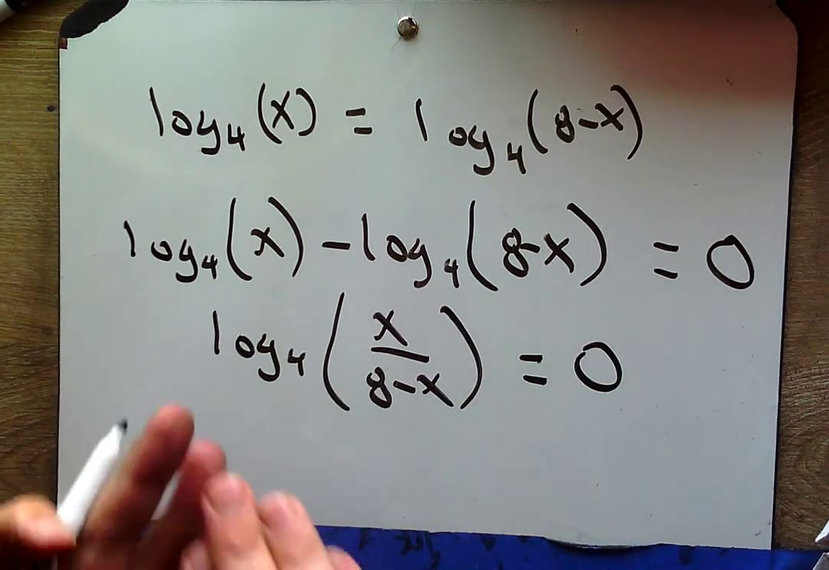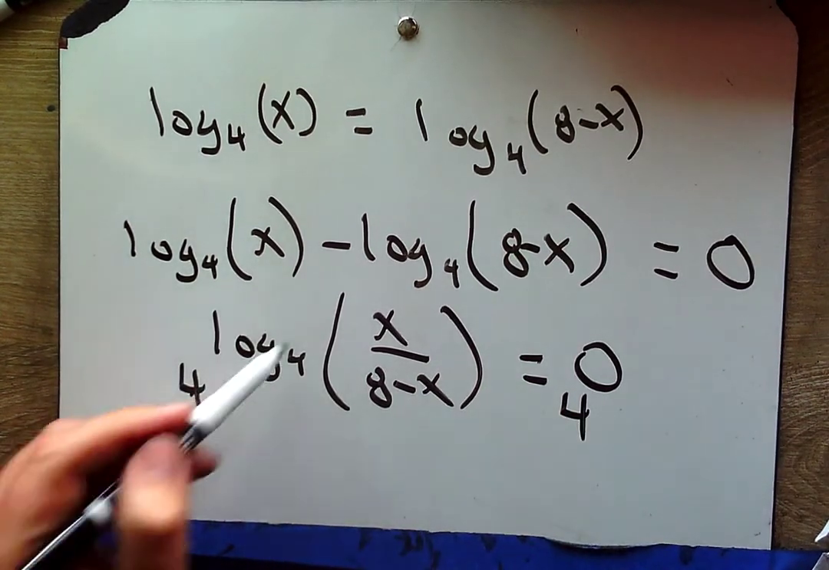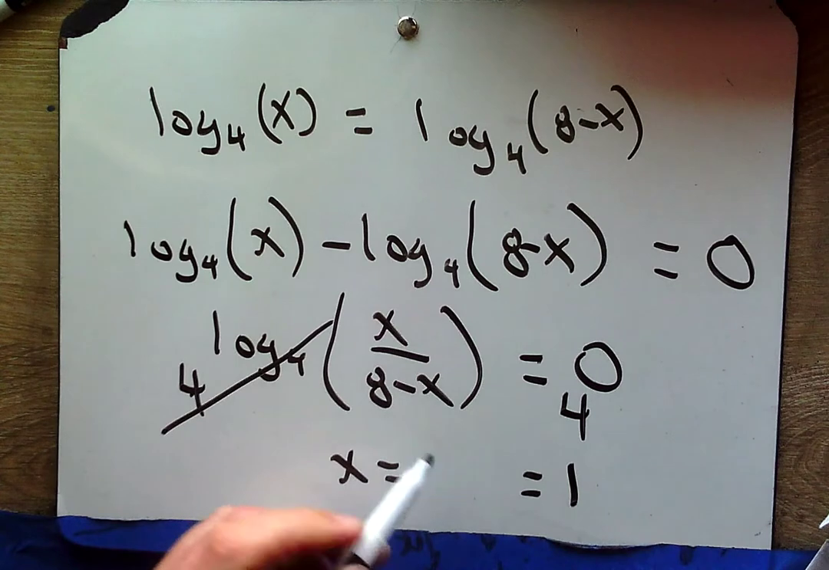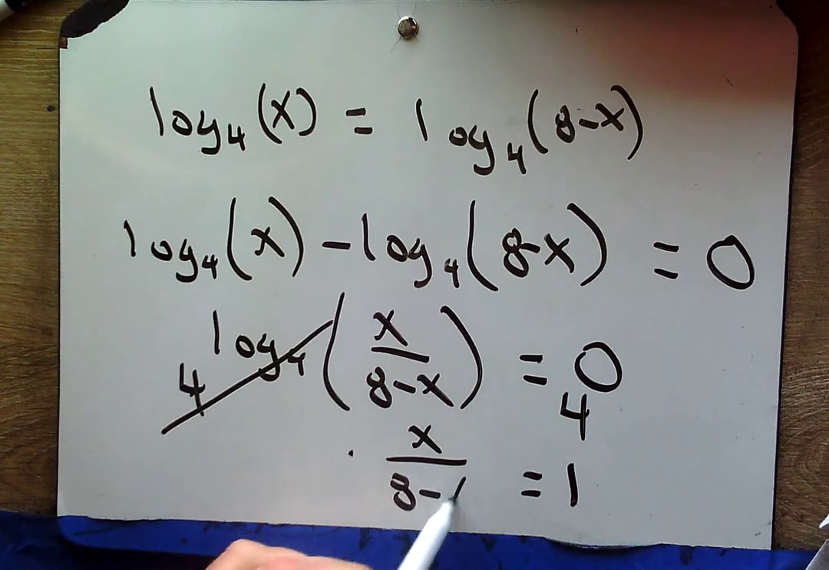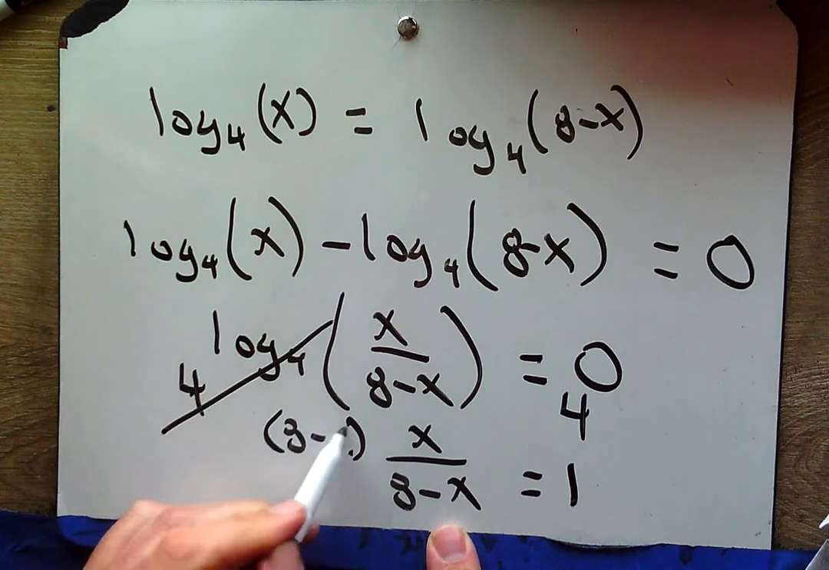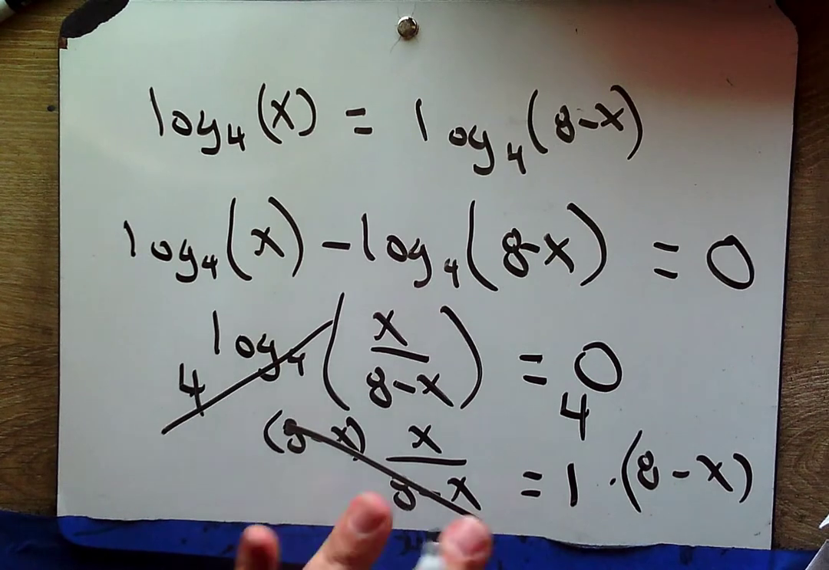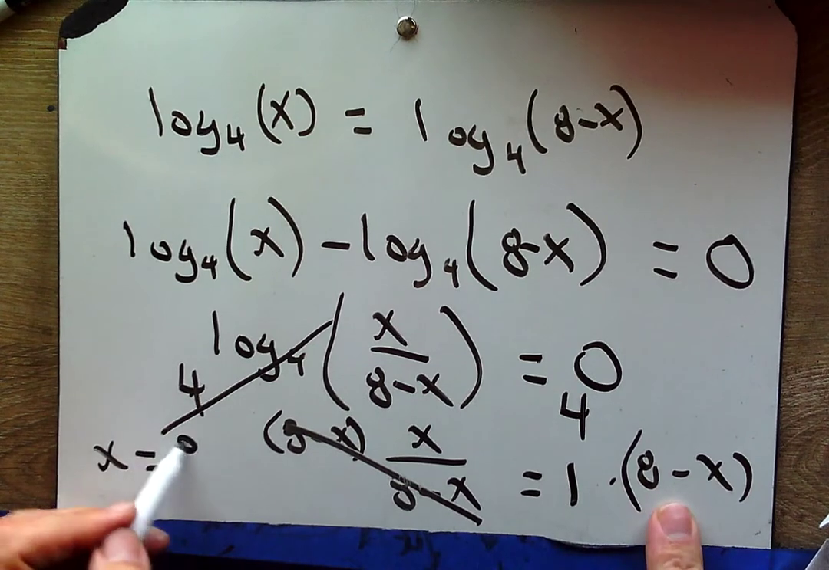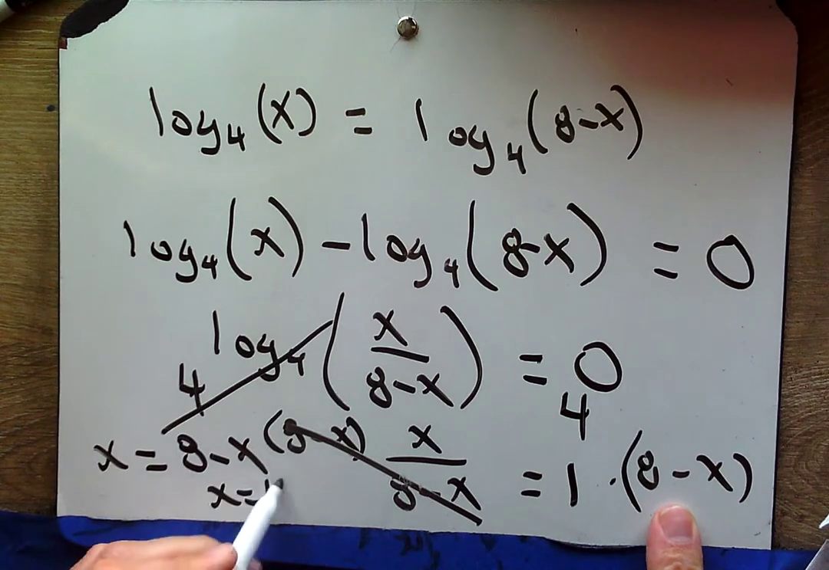Now, I'd like to get rid of this log, and that's going to require me to exponentiate both sides. These will cancel. 4 to the 0, x over 8 minus x. Oh, look, an equation with a fraction. Do you remember me saying that we need to multiply both sides by that denominator to clear out the fraction? So here I have x equals 8 minus x. And look, I'm going to add the x, have 2x equals 8, or x equals 4 again.